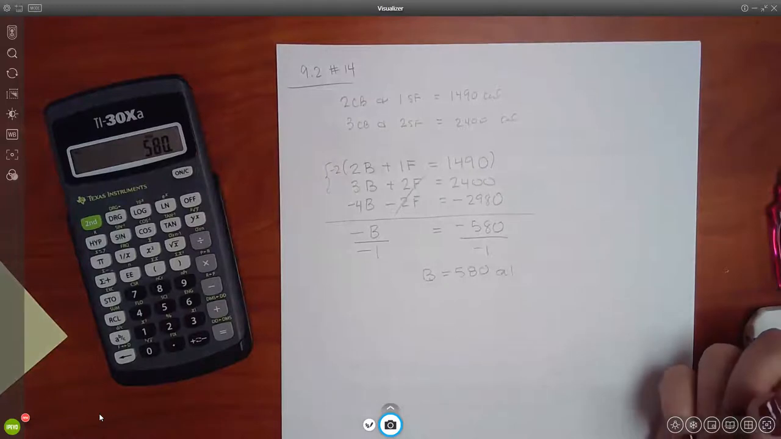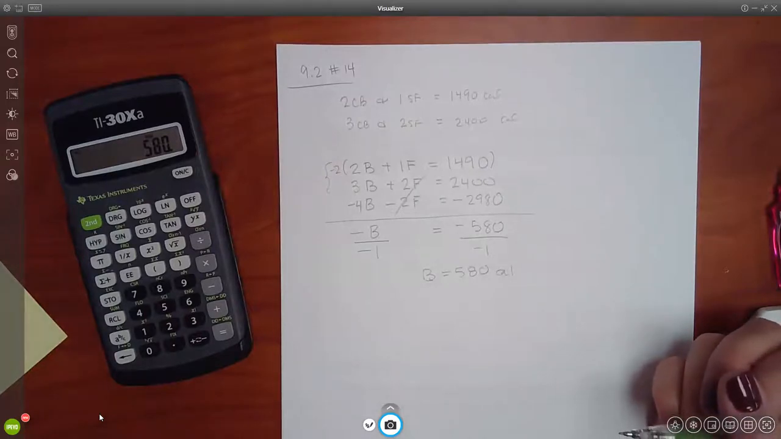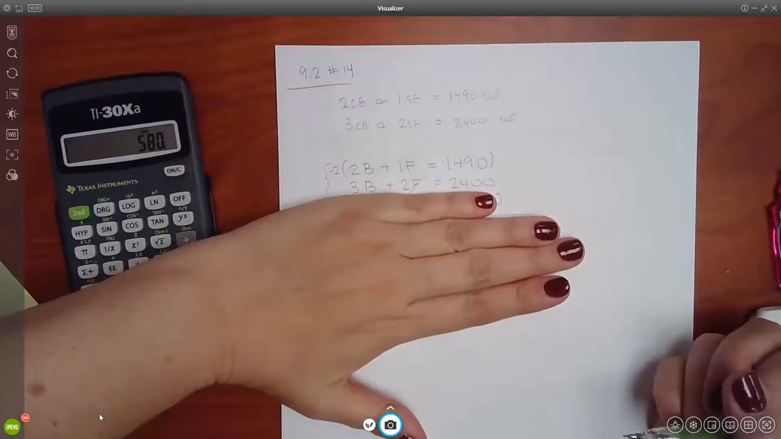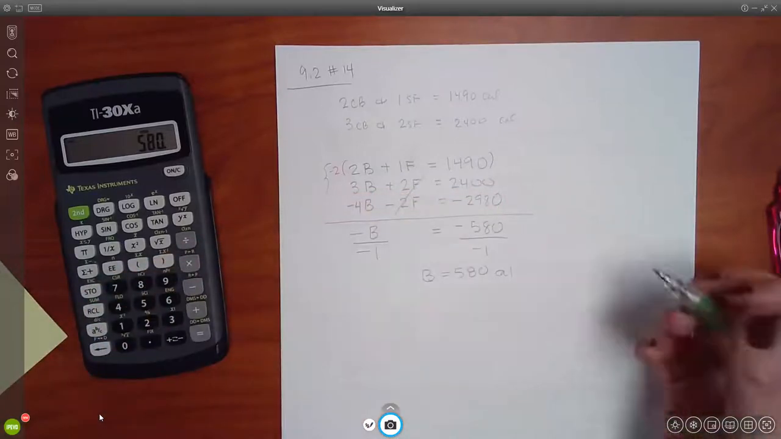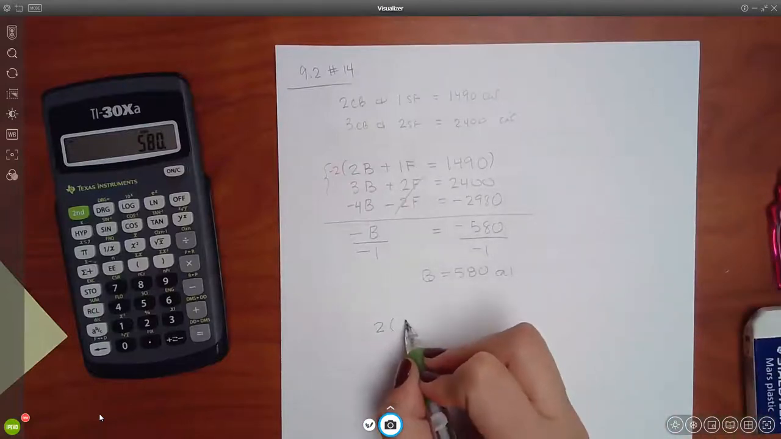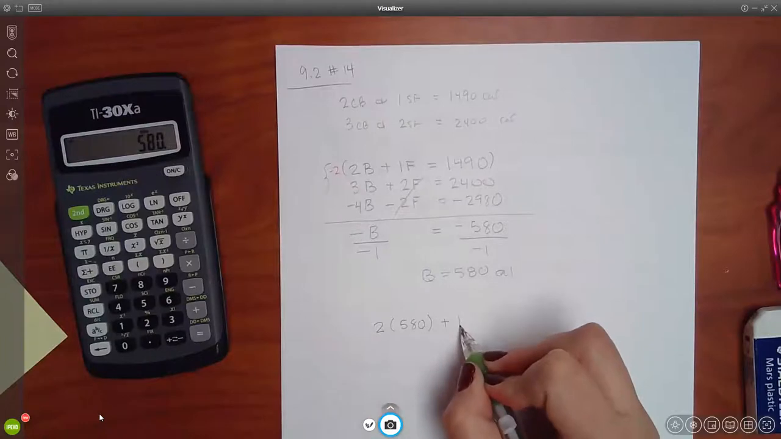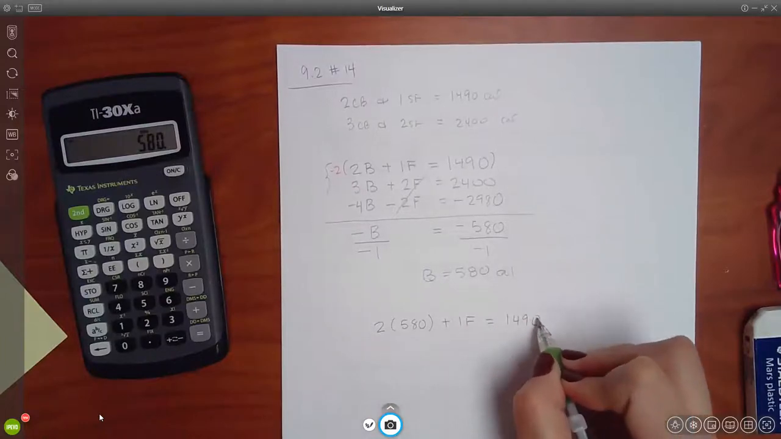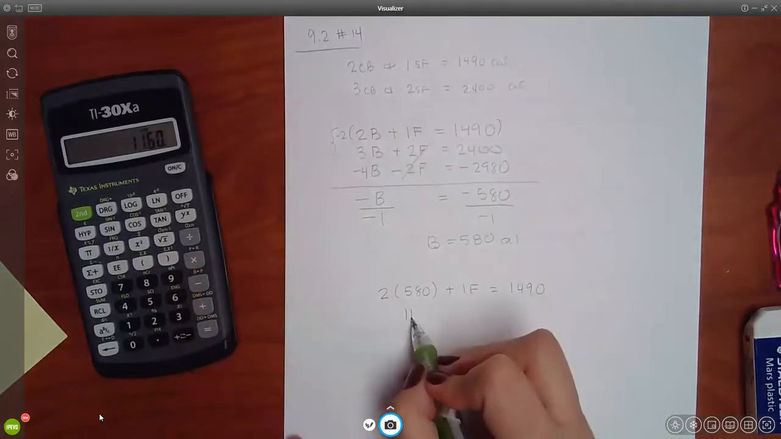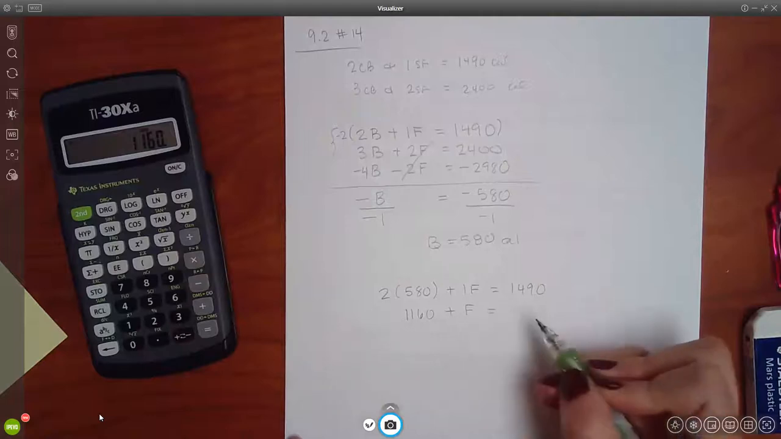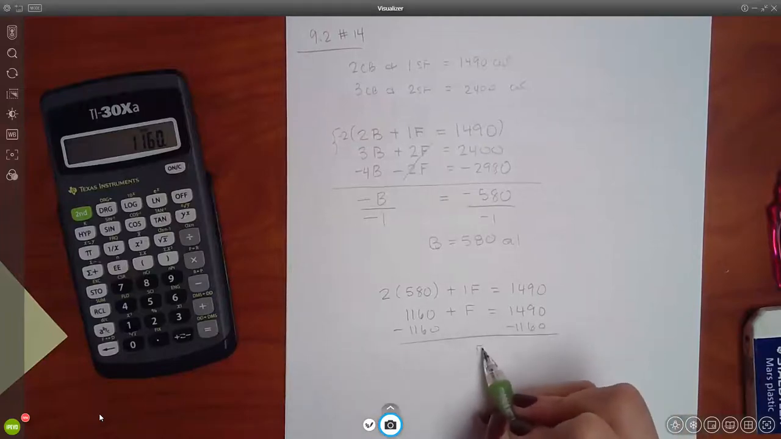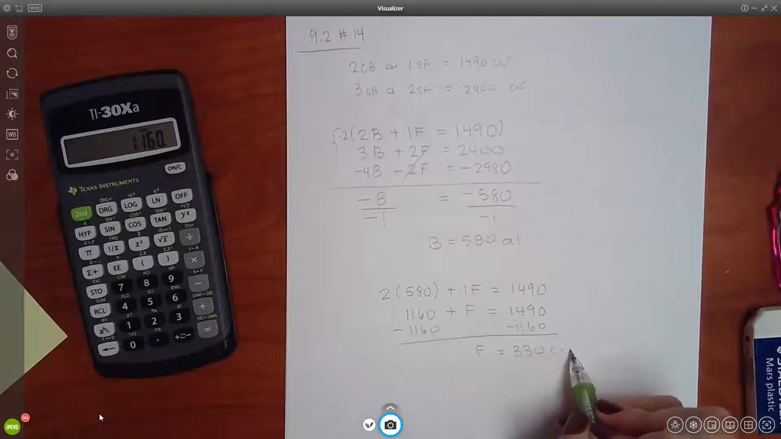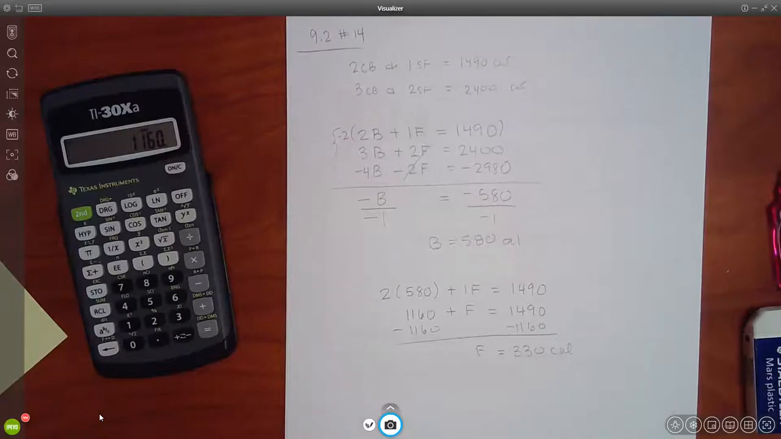Then we can plug that number back into any one of the equations. Which equation from the first two, which one would you plug it into to find F? It doesn't matter, but pick one. Sure, the top one. So we're gonna get two times 580 plus just one fry equals 1,490. And one fry is just an F, right? And so then we subtract, and we get that the fries are 330 calories. That one's probably the easier of the word problems, right? Because it's very straightforward.